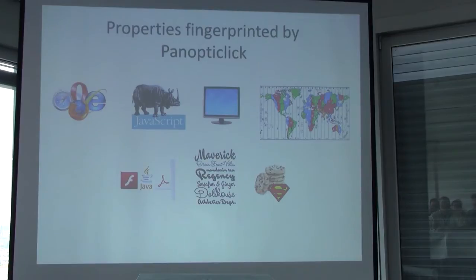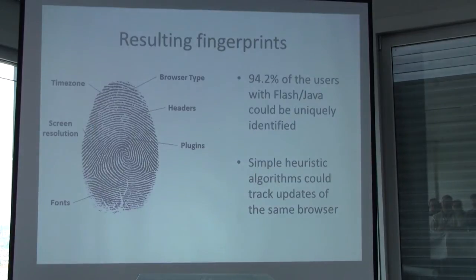And then he would also conduct some tests on super cookies. Can I use global storage? Can I use local storage? And so on. So what Eckersley found is that from about 500,000 users who participated in this experiment, 94.2% of them could be uniquely identified when they had Flash or Java enabled. So for the people that had Flash or Java, there were almost no two users that had completely identical environments.